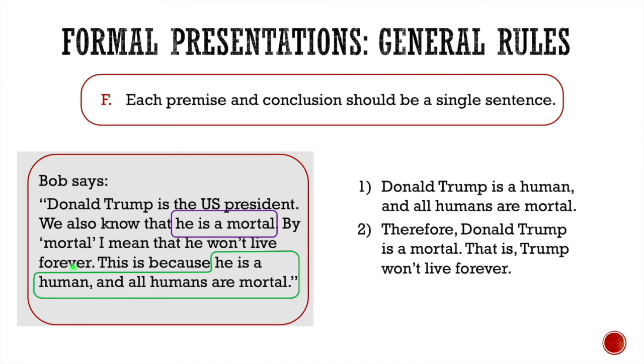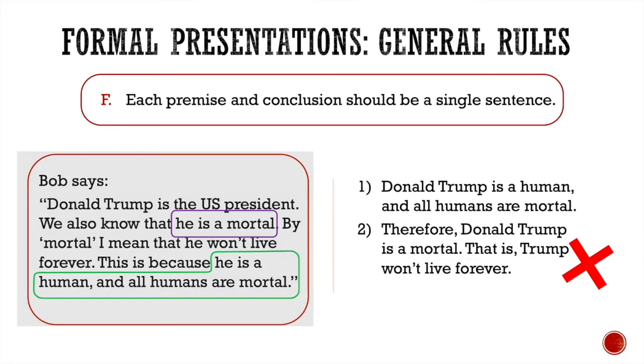So you might feel that you need to include this explanation in the argument, since it was in the informal presentation. But this rule is saying that's not a good idea. Don't include that sort of thing here. Okay, so don't do that. You should have each line, each premise, each conclusion, just include a single thought, and don't try and include another sentence to explain that line.